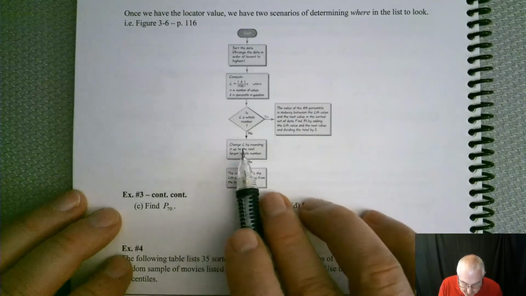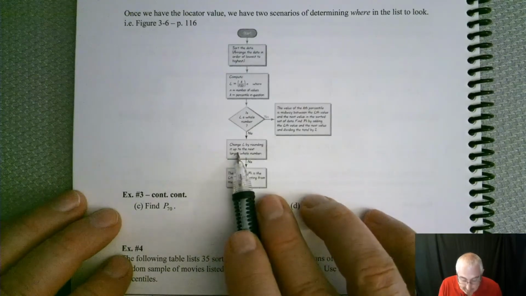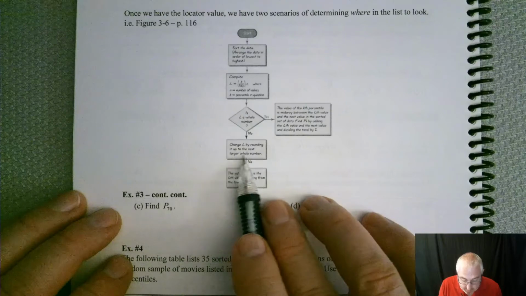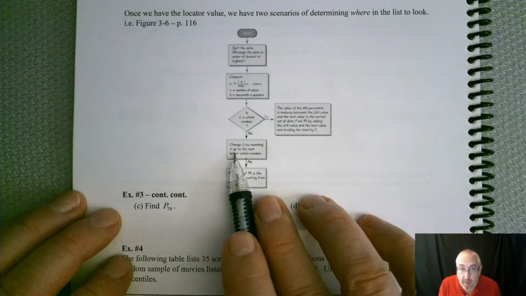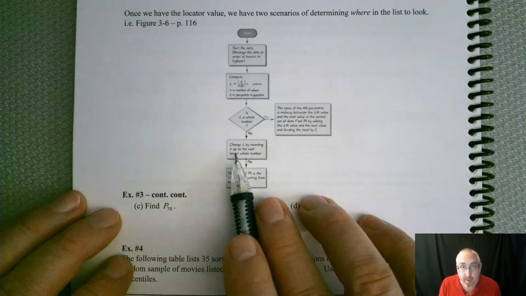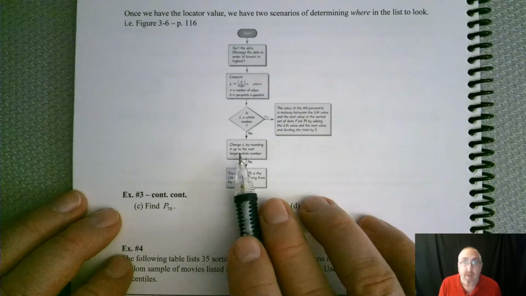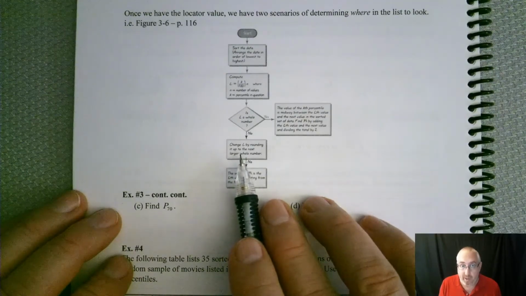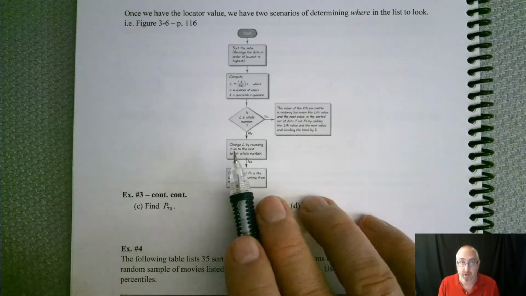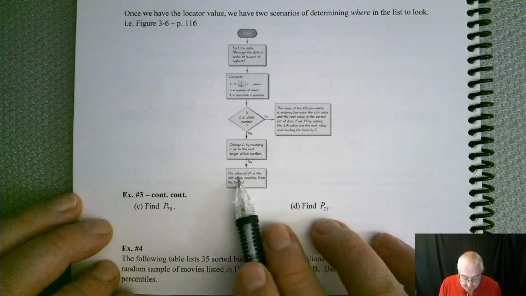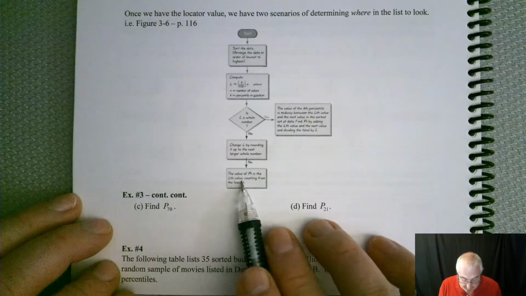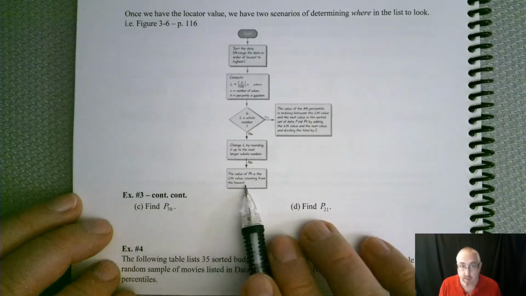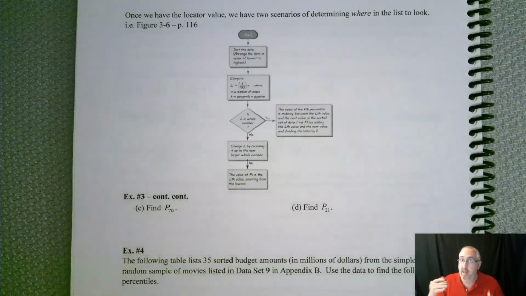It says change L by rounding it up to the next larger whole number. And it's important that you see that word up there. It doesn't say to round down. It doesn't say to leave it alone. It says to round it up. Always round it up for this particular application. And then it says the value of P sub K is the nth value counting from the lowest. So again, it's telling us where to look in our data set.